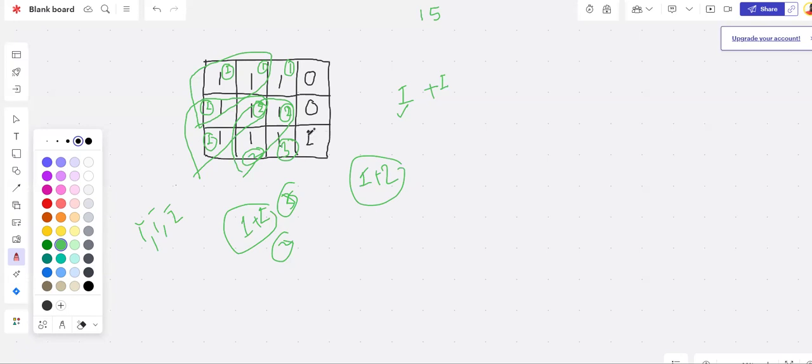Does this number belong to the 1 cross 1 matrix? The answer is 1 because it's already 1. So the answer is 1, right? Does it belong to 2? We know that it doesn't belong to 2 cross 2 or 3 cross 3. We know that the answer would be 1 only.